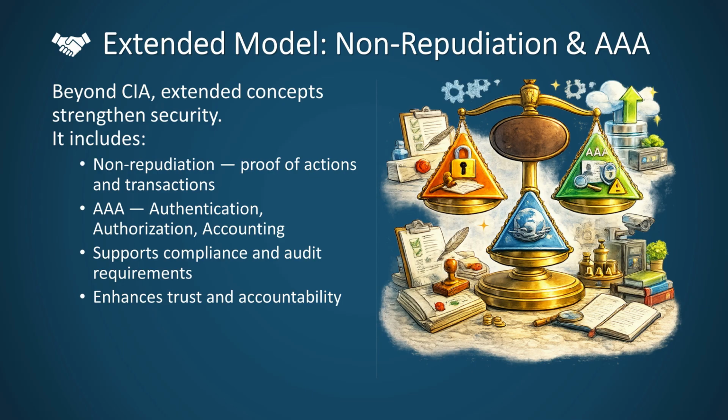From a business perspective, these concepts protect accountability and compliance. For example, in e-commerce, non-repudiation ensures that a customer cannot deny making a purchase once it's confirmed. So, while confidentiality, integrity, and availability form the core, extended concepts like non-repudiation and AAA add another layer of assurance. They enhance trust, support compliance, and create a more complete security framework. We'll explore these extended concepts in greater detail in upcoming episodes.